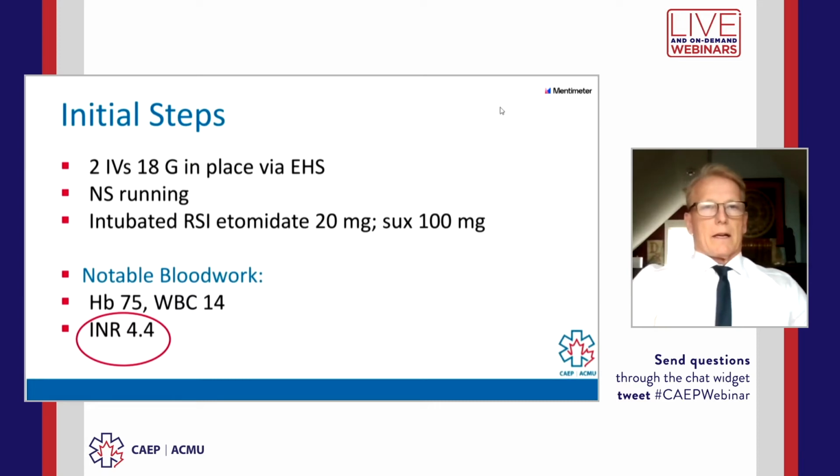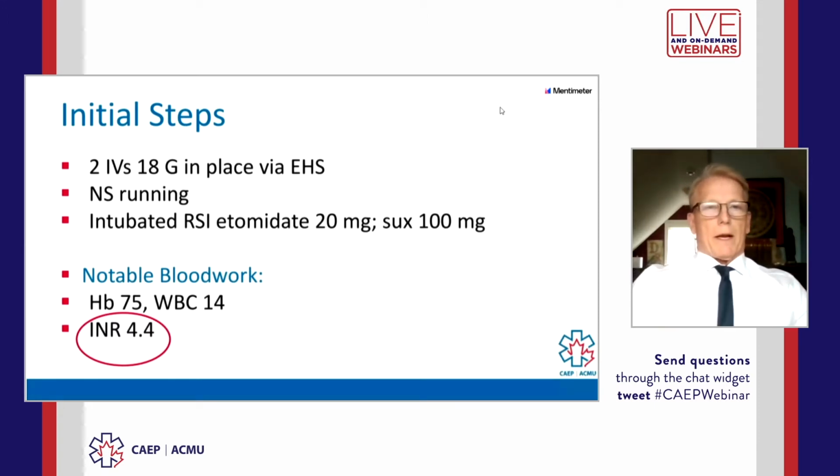He's in quite severe respiratory distress and can't maintain that respiratory rate of 42 per minute. So he's intubated with etomidate and succinylcholine. And remember, this is a few years back, so probably nowadays you might opt for rocuronium, which would be reasonable.